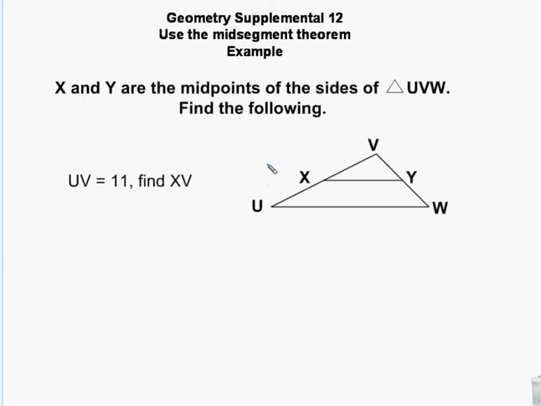Okay, so if I have that UV, that's this length right here, is 11. XV is half of that, because this is a midpoint, because it's a midsegment, so not 6.5, I lied, 5.5. 11 divided by 2 is not 6.5, 5.5. Likewise, let's say if XY is 13, I can find UW. So if this was 13, this is twice the length of that, 26. Good?